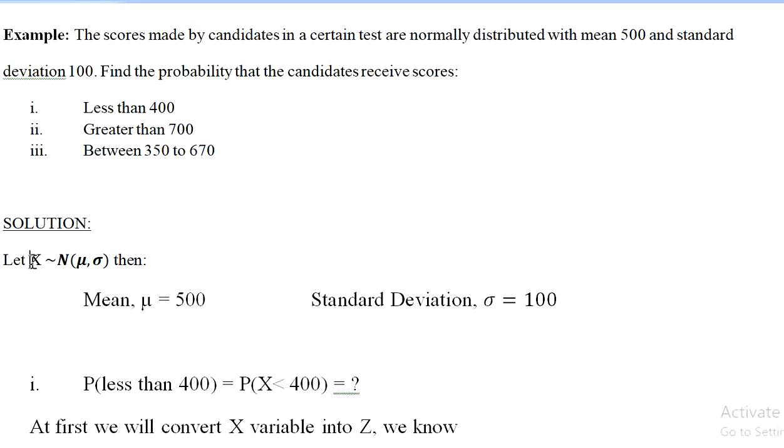Now we have a random variable x that follows a normal distribution with mean mu and standard deviation sigma. Its mean, represented by mu, is 500 and its standard deviation, represented by sigma, is 100. Part 1: Find the probability that the candidates receive scores less than 400. So you want to find the probability of the candidates who scored less than 400 marks in a particular test. We can write it as probability that x is less than 400. This is the requirement of our question.